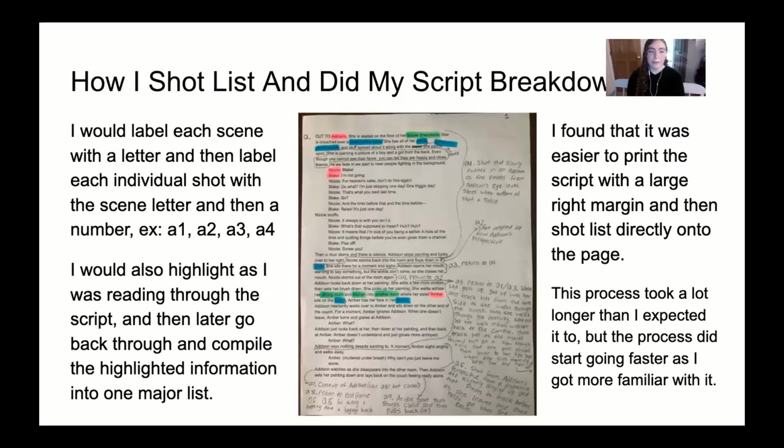So I shot listed and broke my script down. First, I started by labeling each scene with a letter, and then I would label each individual shot with the same letter and number. I found that it was easier for me to shot list if I printed the script with a large right margin and then shot listed directly onto the page.